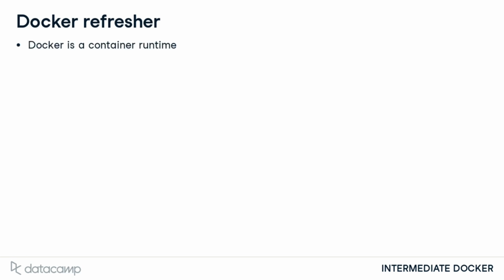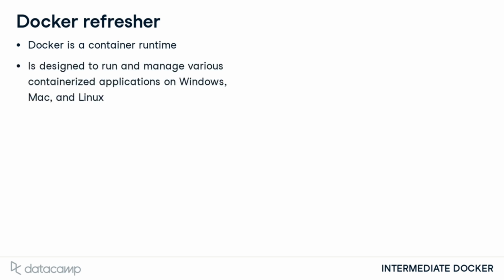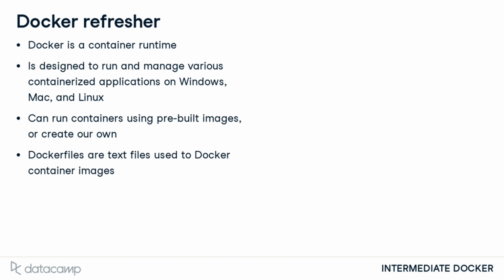As a quick refresher, let's review a bit about Docker. Docker is a container runtime, meaning it is a tool designed to run and manage various containerized applications. There are versions of Docker for all major operating systems, including Windows, Mac, and Linux. We can run containers using pre-built images or create our own images. Docker uses Dockerfiles, which are text files that act like instructions to create a new Docker image. Finally, remember that containers in Docker are instances of a given Docker image.